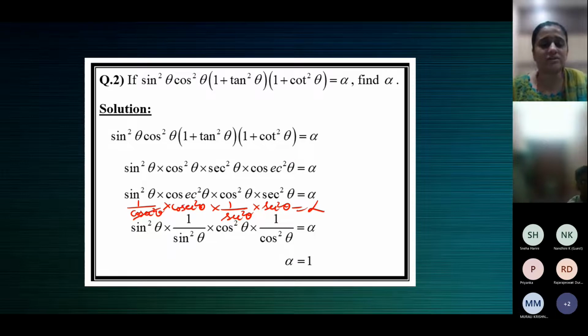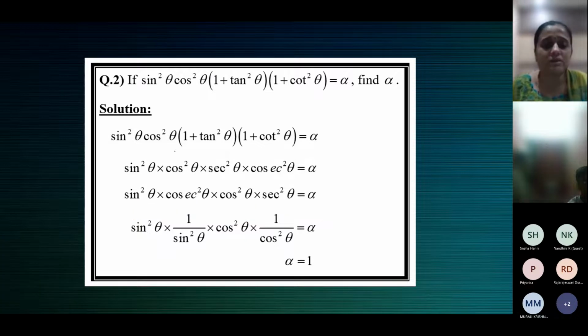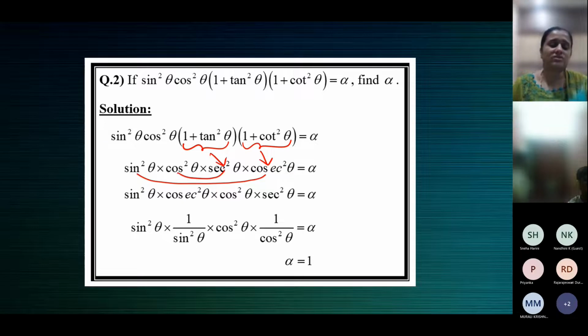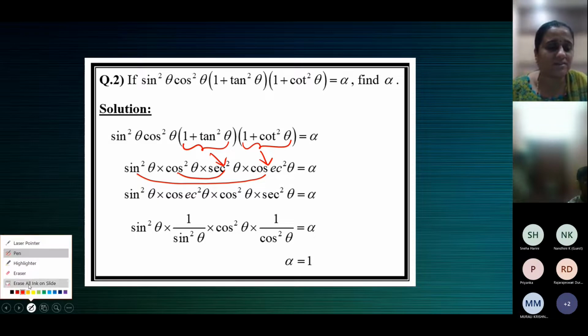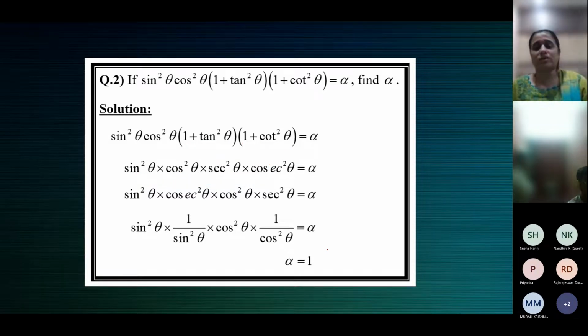So now cosecant square theta cancels. Similarly here it cancels. So what do we have? 1 into 1 into 1, so 1. So alpha is equal to 1. Very simple. Using the identity, we write 1 plus tan square theta as secant square theta, and 1 plus cot square theta as cosecant square theta. Then we group sine square theta and cosecant square theta, cos square theta and secant square theta. And then using the concept of reciprocal ratios, they get cancelled and the value of alpha is 1.